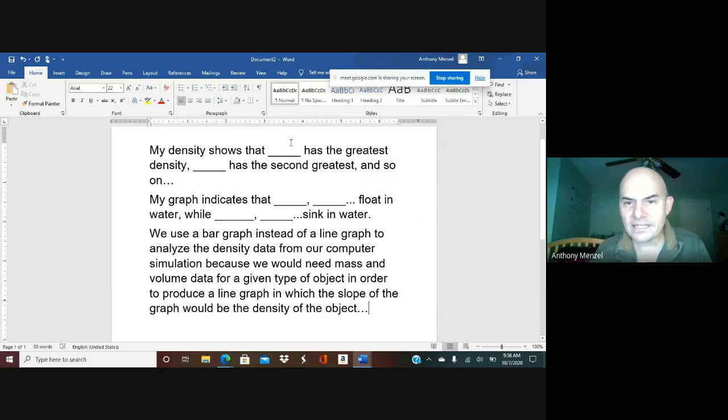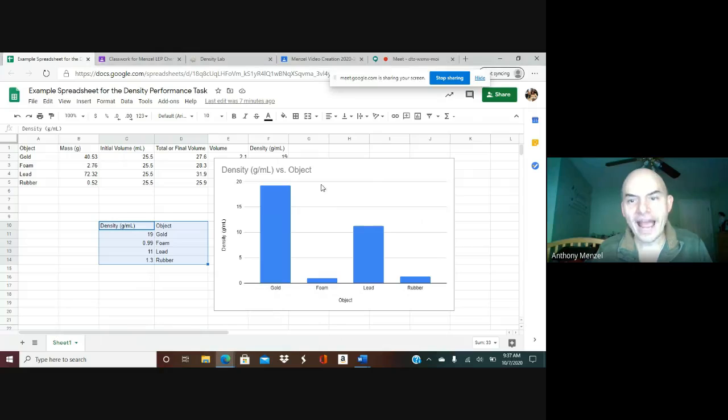Now, what I don't want to see is that you copy this directly, identically to what I have here. You have to put in something in these blanks. And of course, you don't have to put all of this, but you should put something here that you have gathered from your graph of the density of the objects that you analyzed from the computer simulation.